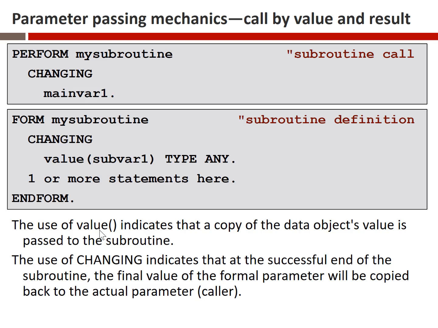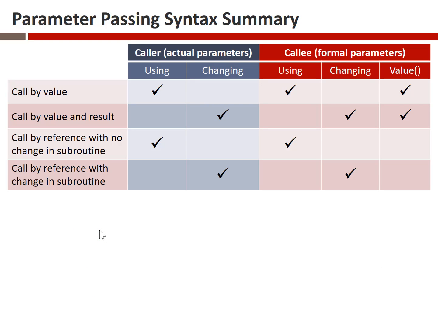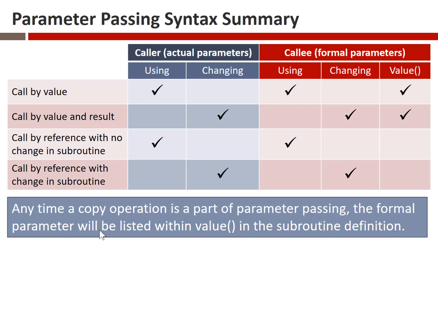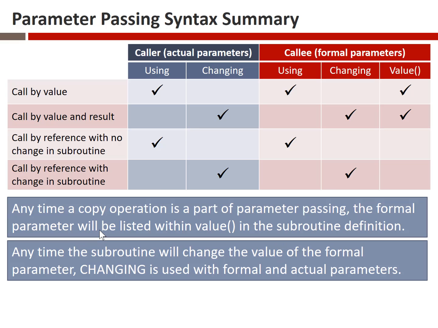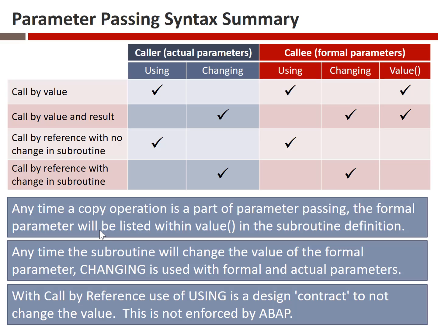And that's kind of it, okay? Let's look at some code here. I gave you this table right here, which pretty much just summarizes the scenario that I walked you through a moment ago and what I said the different options were. Anytime a copy operation is part of parameter passing, you're going to see the word value show up. So anytime you see the word value, you know you're going to be talking about working on a copy. The only difference here is whether the copy is going to be copied back to the original, and that happens with the keyword changing. Anytime the subroutine will change the value of the formal parameter, changing is used on both sides of this. Call by reference use of using is a design contract to not change the value, but as we've observed now a few times, this is not enforced by the ABAP language.